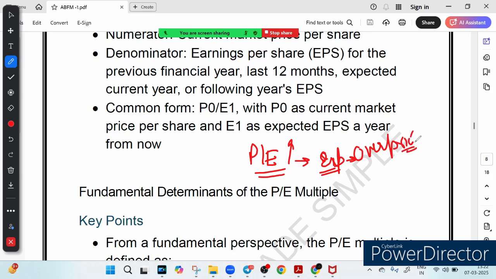So we always compare PE ratio within the same industry. A bank's PE won't be the same as a tech company's PE. Remember it. So not necessarily.